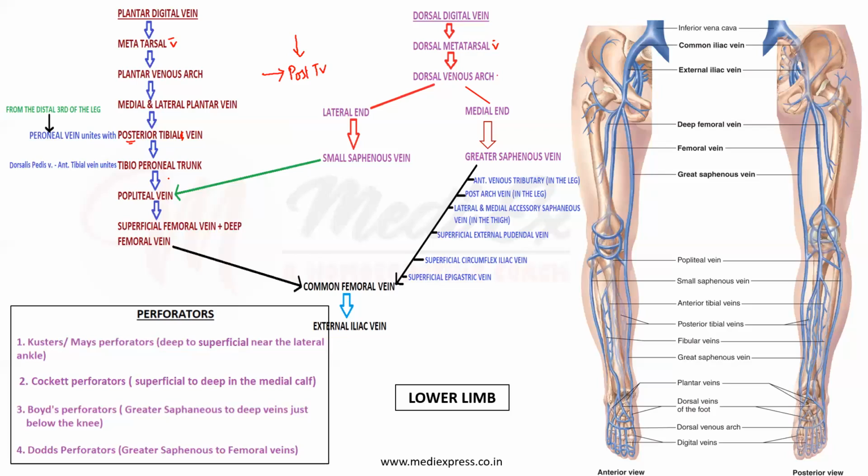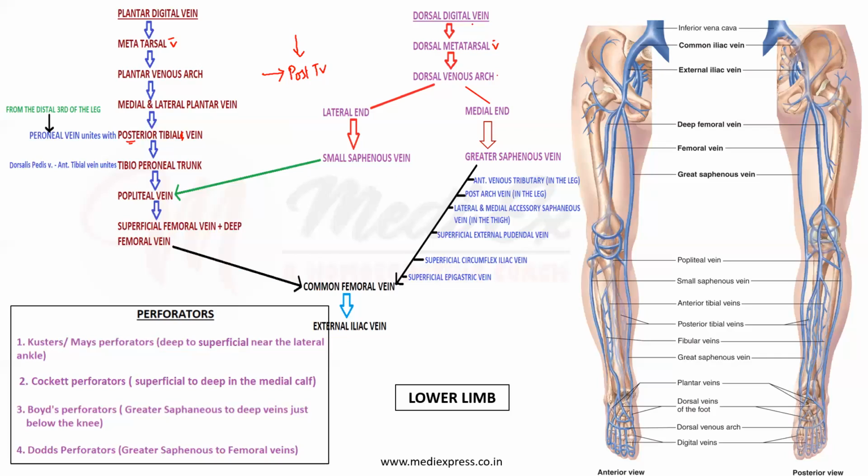Tibioperoneal trunk. Okay, and now one more. There is a dorsalis pedis vein and the anterior tibial vein. These two unite with the tibioperoneal trunk, and then together it drains into the popliteal vein. Now, after the popliteal vein, the blood drains into the superficial femoral vein and the deep femoral vein. You can see the deep femoral vein over here and the superficial femoral vein. That's how the drainage happens in the case of plantar digital veins.